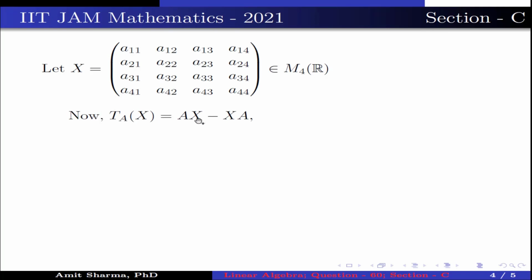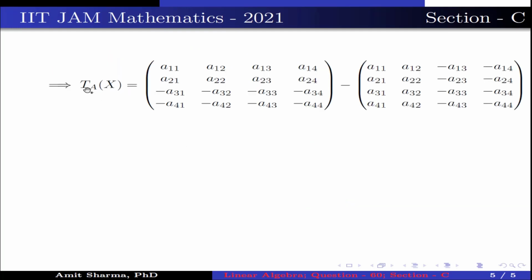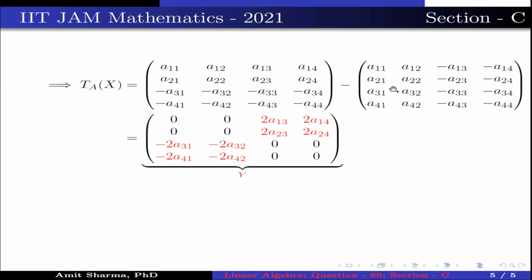Now TA of X equal to AX minus XA, which is further represented by this. This implies TA of X is equal to this matrix minus this matrix. This is the product of AX and this is the product of XA. Now subtracting this matrix from this matrix, we get a 4 cross 4 matrix having elements 0, 0, 2a13, 2a14, 0, 0, 2a23, 2a24, minus 2a31, minus 2a32, 0, 0, minus 2a41, minus 2a42, 0, 0. Let it be represented by Y.